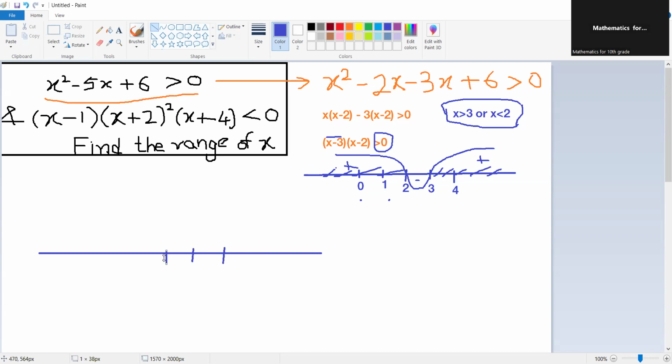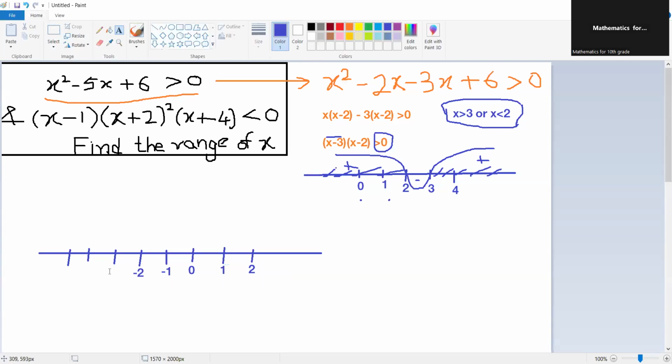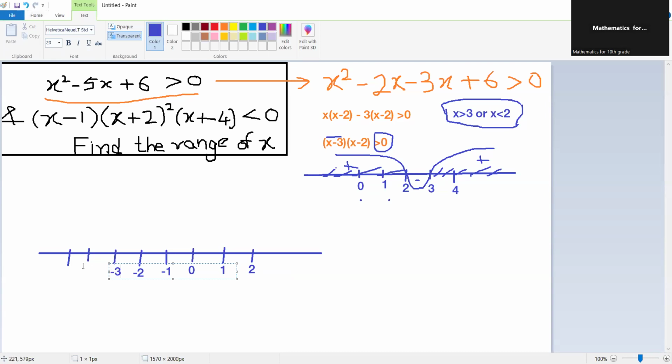0, -1, -2, -3, -4, -5. So write the numbers 2, 1, 0, -1, -2, -3, -4, and -5. These are the relevant numbers for us.